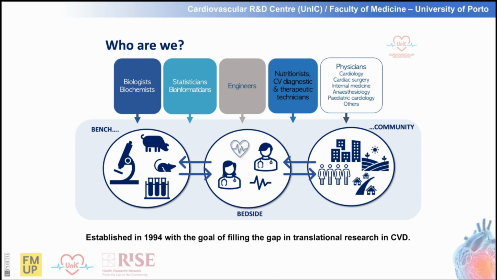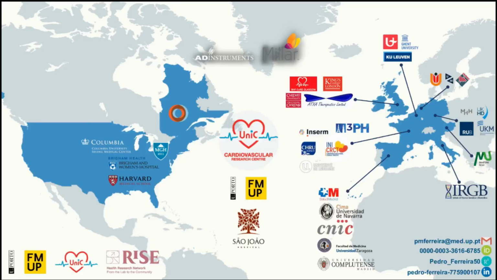Since its beginning, UNIC has significantly grown, and we now have more than 60 PhD researchers and 80 non-PhD researchers, including medical doctors and PhD students, with representatives from most STEM fields. UNIC is located in Porto, in the north of Portugal, and we benefit from a close proximity to the main hospital in the north of Portugal, Hospital São João.